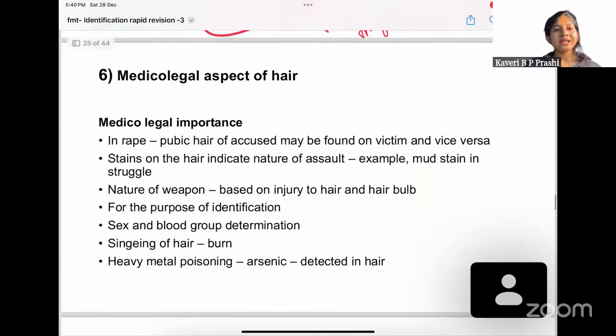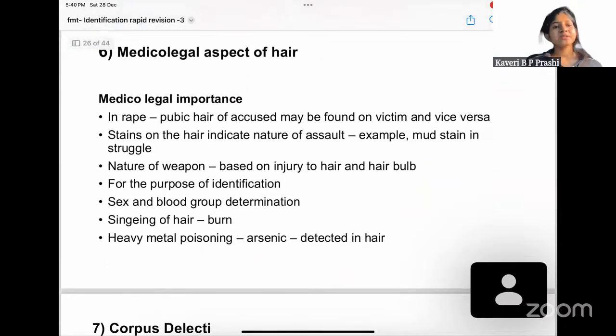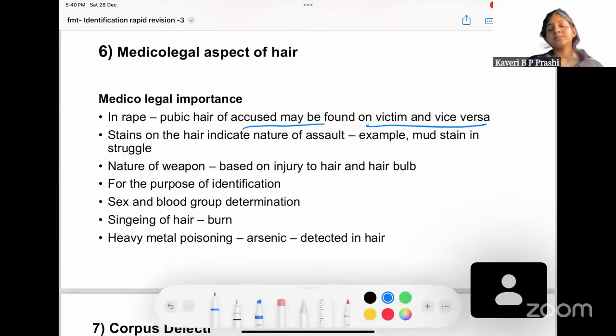Next, medical legal aspects of hair. What are the medical legal aspects of hair? In rape, pubic hair of the accused may be found on the victim and vice versa. So you can take that hair and do DNA fingerprinting. When you do the DNA fingerprinting, you'll be able to find who is the accused and who the victim is. You can match those.